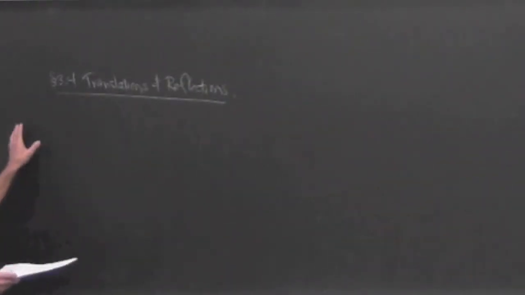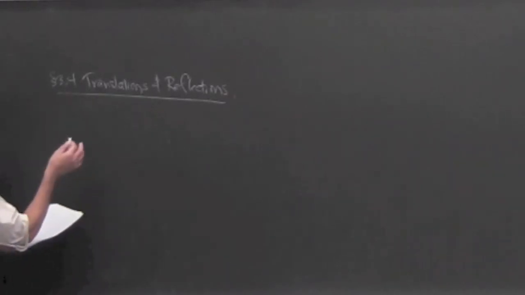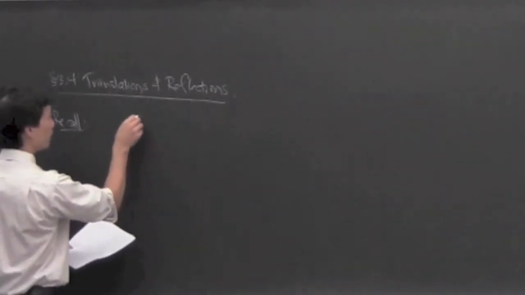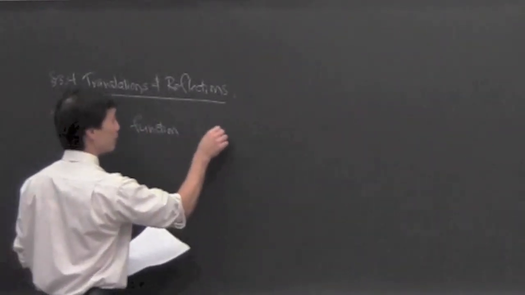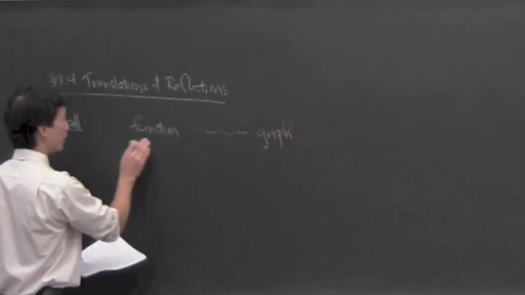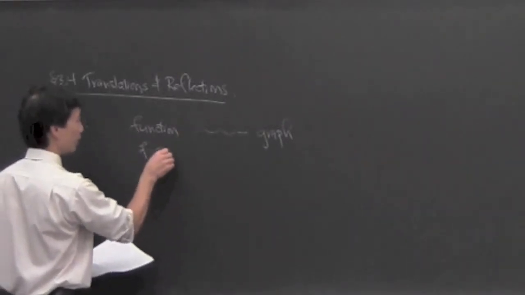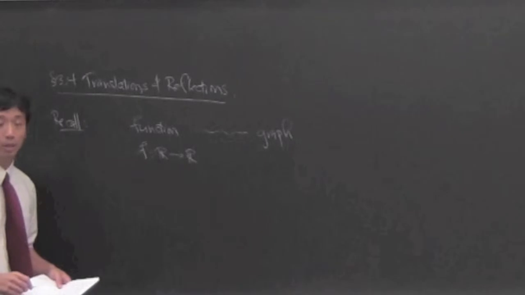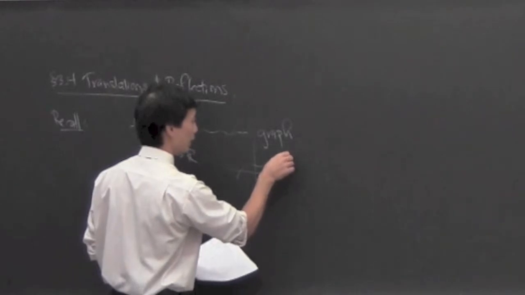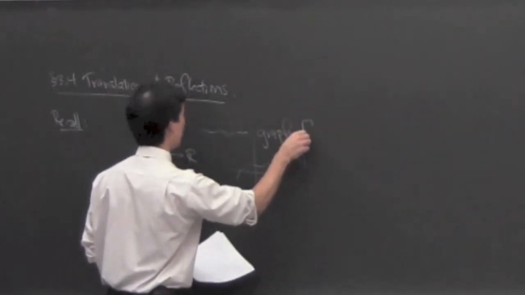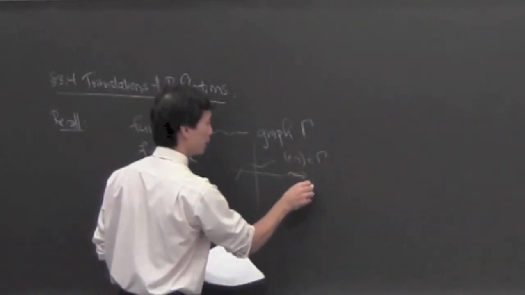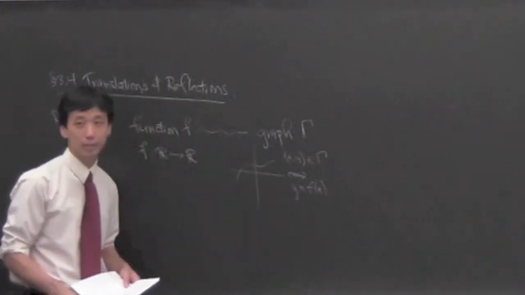Okay, so translations and reflections. So remember, we have a function, and associated to it we have a graph. This function is a rule. For us, it goes from the real numbers to the real numbers. And over here we've got this thing called a graph, where (x, y), let's call the graph gamma. Function f with graph gamma: (x, y) is on gamma means that y is f of x. And if y is f of x, then (x, y) is on gamma.